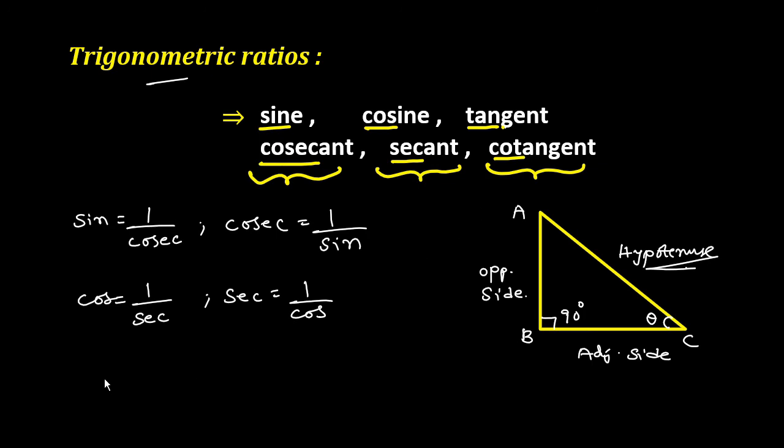In a similar way, tan and cot are also reciprocal to each other. That is, tan can be written as 1 by cot and cot can be written as 1 by tan.